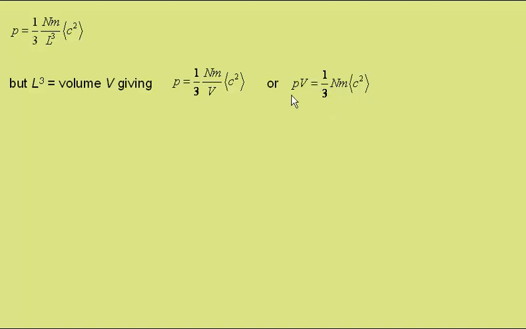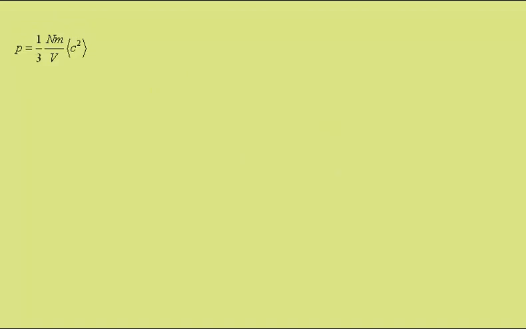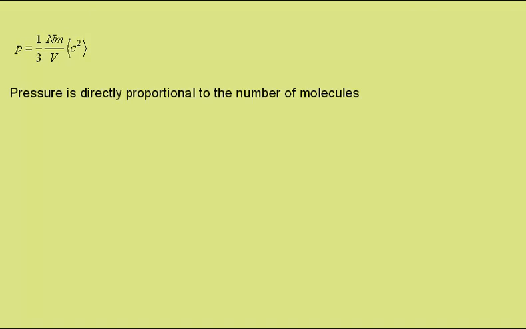This section here, pressure and volume, are macroscopic properties of the whole body of the gas. These quantities here are microscopic properties relating to the individual molecules in the gas. Let's just look at a few examples of what the equation in this format means. Well, it tells us that the pressure is directly proportional to the number of molecules, as long as the mass of the molecules, the volume, and their mean square speed remains the same.